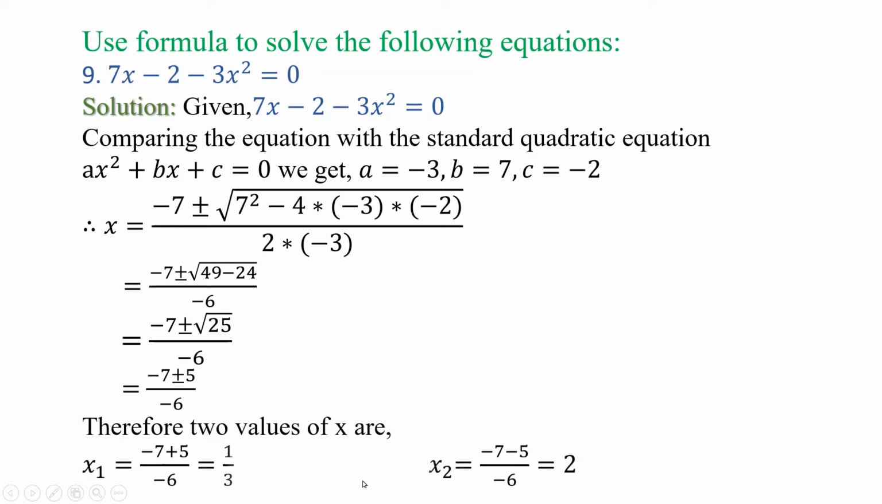And the two values of x are, x1 is equal to minus 7 plus 5 divided by minus 6, and solving this you get 1 by 3, and x2 is equal to minus 7 minus 5 divided by minus 6, that means is equal to 2. Clear? I hope it is.